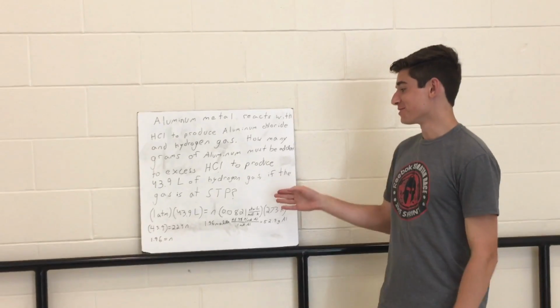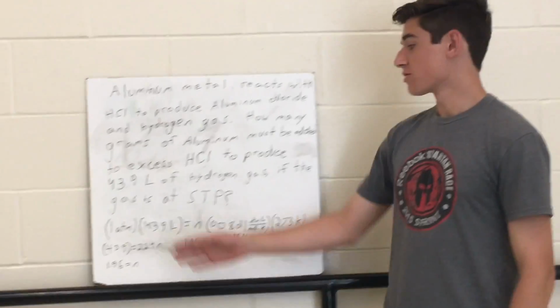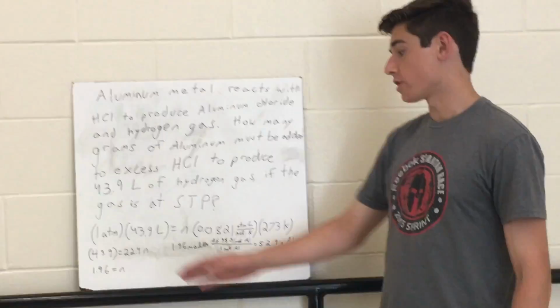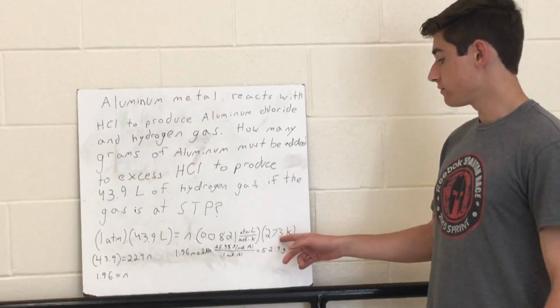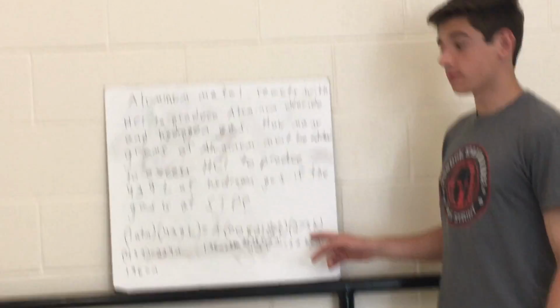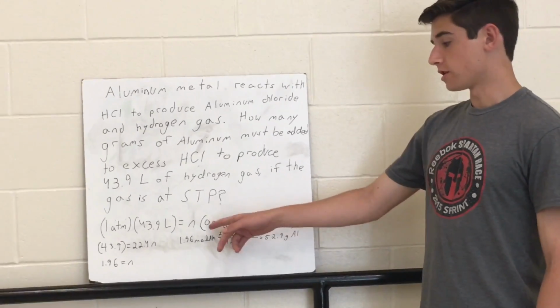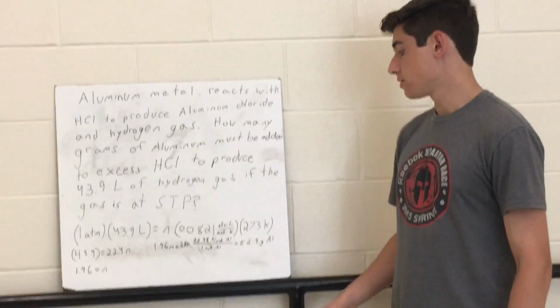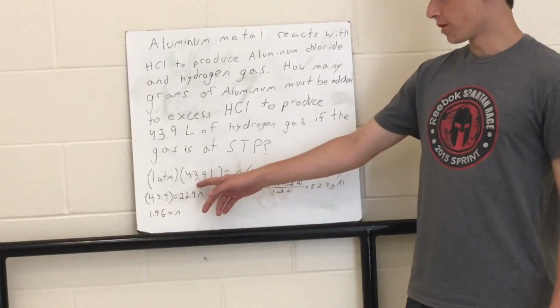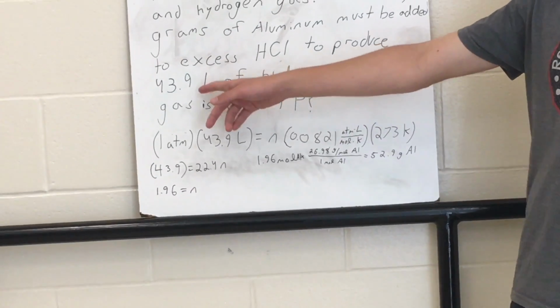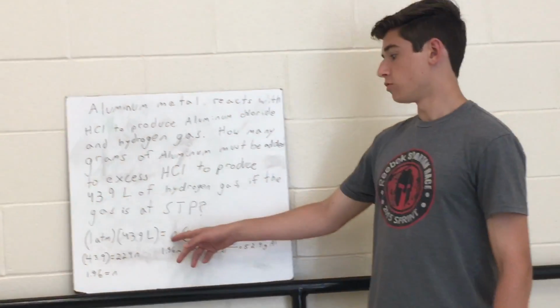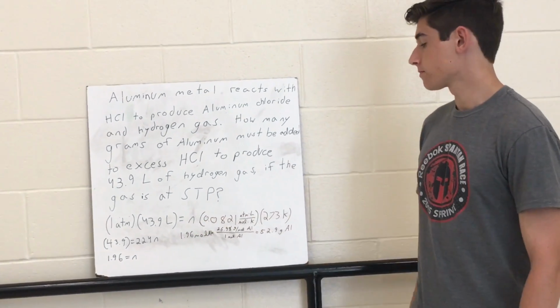For this equation, we use STP. So that means 1 atm for the pressure, 273 degrees Kelvin for the temperature, and the gas constant, 0.0821. We also use the 43.9 liters that we are given in the equation. That leaves the moles as our unknown variable.